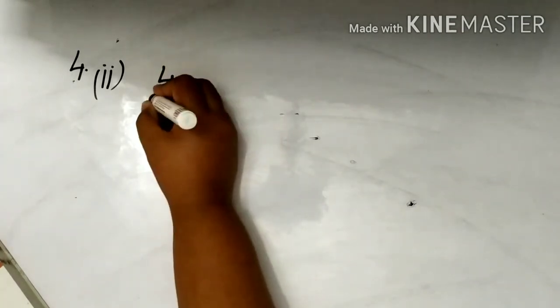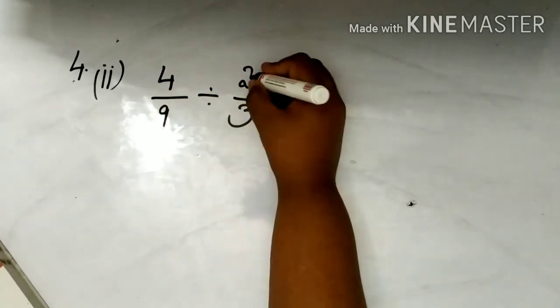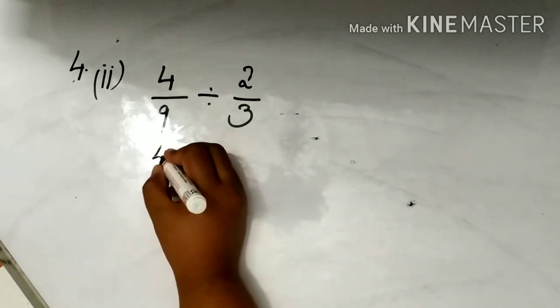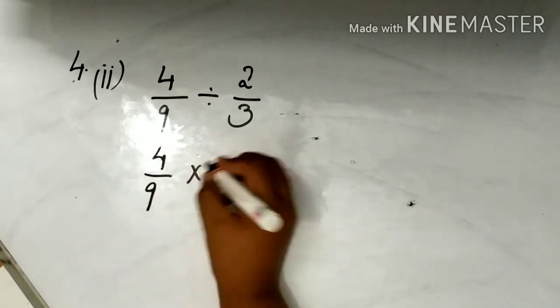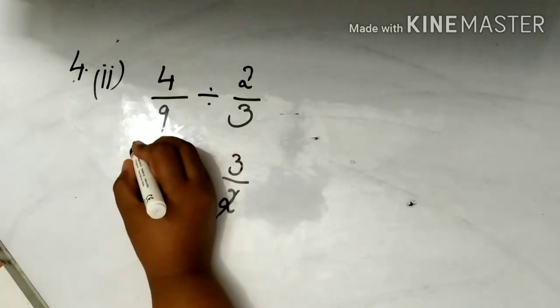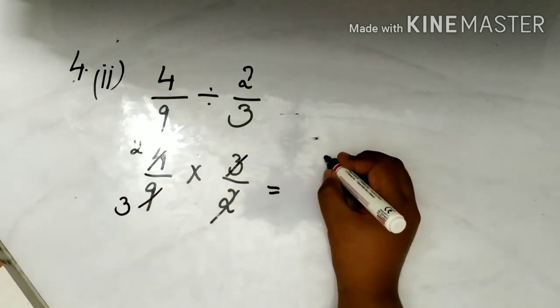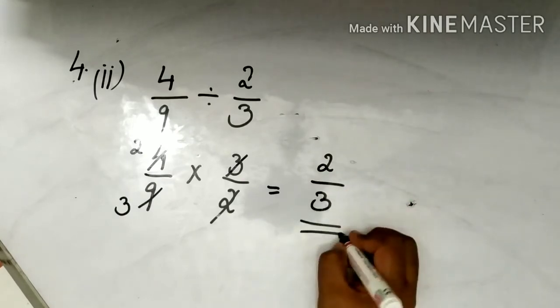Next question, that is the fourth one, is simple division of two fractions, right? So let's see how to do it. Question second part says 4 by 9 divided by 2 by 3. Okay, now the second step will be 4 by 9 multiplied by the inverse, the reciprocal, 3 by 2, and then solve it. So the answer will be 2 by 3. Simple.